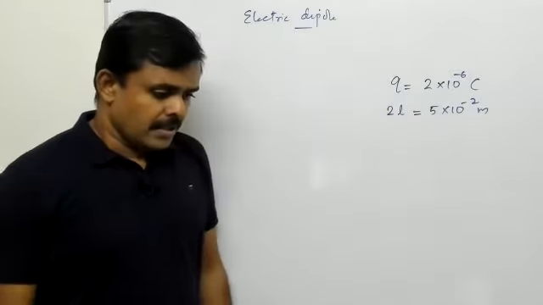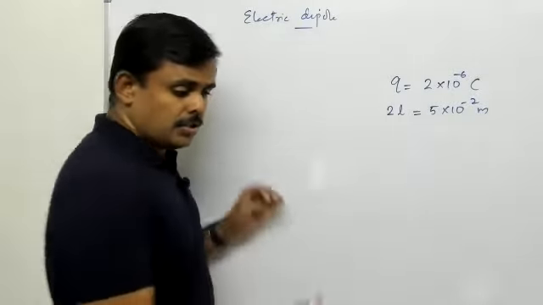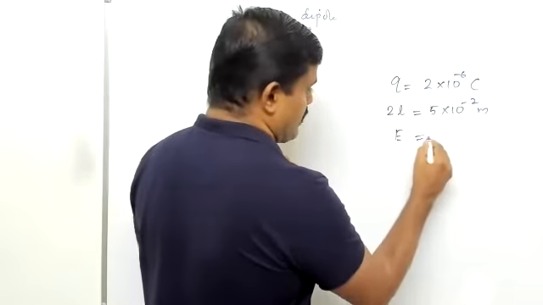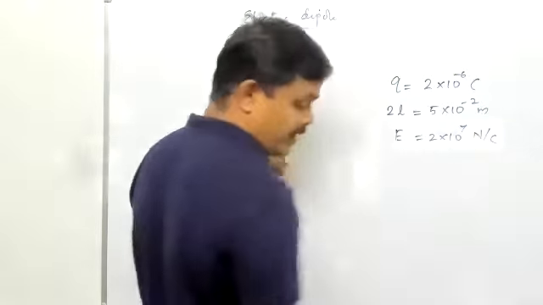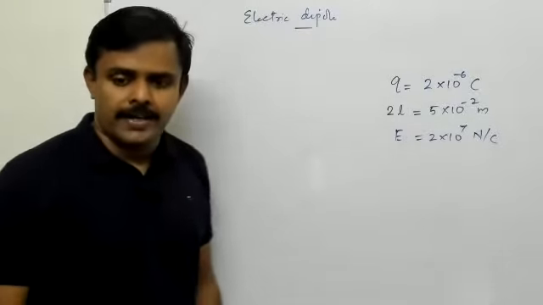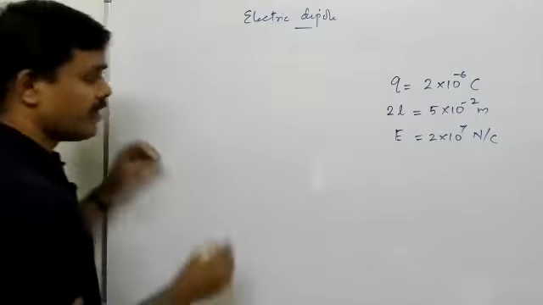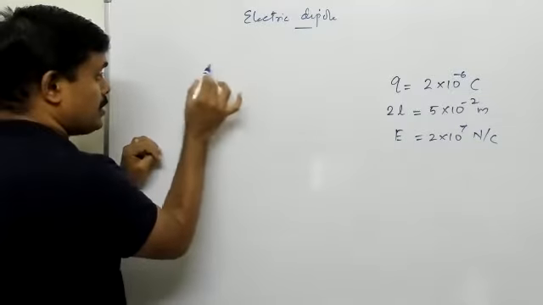And then in an electric field of strength 2 into 10 power 7, electric field is given 2 into 10 power 7 Newton per coulomb. You've been asked to find what? The torque and net force. So let us write one by one. This is a basic question, easy question.